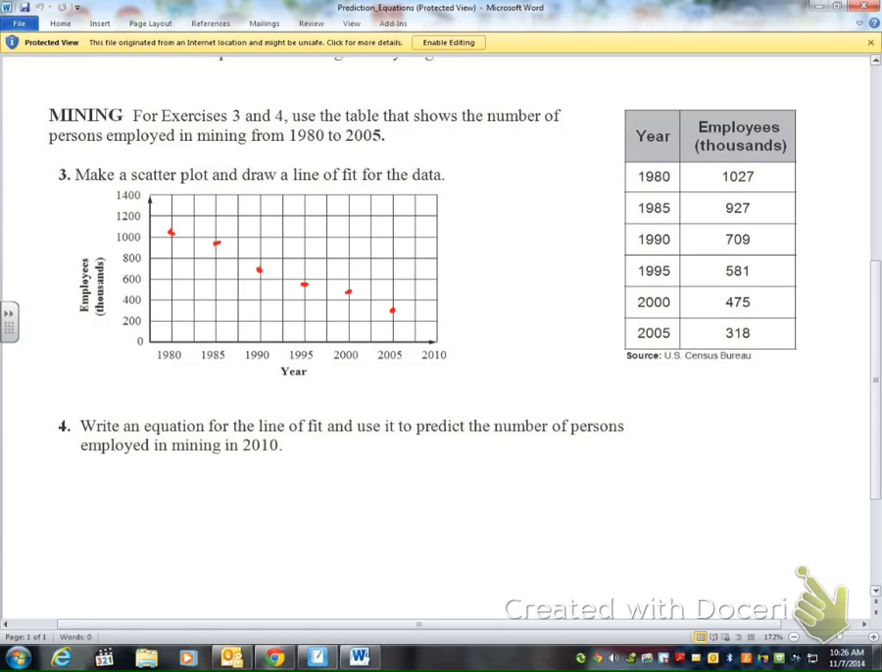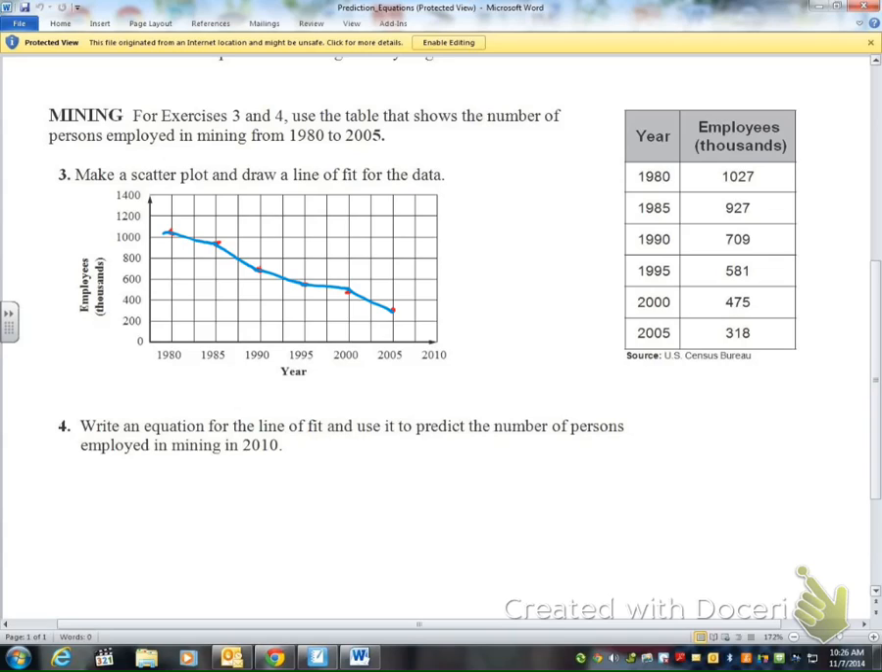So our first step is to make the scatter plot, and then we need to draw our line of best fit. Remember, your line of best fit is not going through all the points. Do not draw a line of best fit like this. I have students who've done this before. They'll go, what's the problem with that? It's not a line, okay?